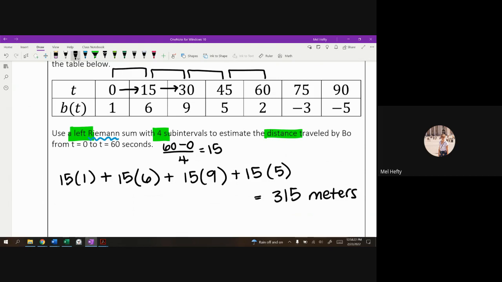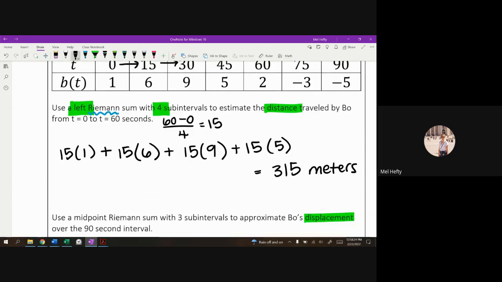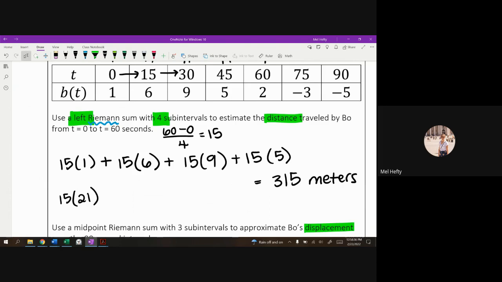I could also do 15 times, let's see, 1 plus 9 is 10, times 21. Which is 300 plus 15. That works. Is that all the work you have to do for it? Yeah, so that is all the work we have to do.